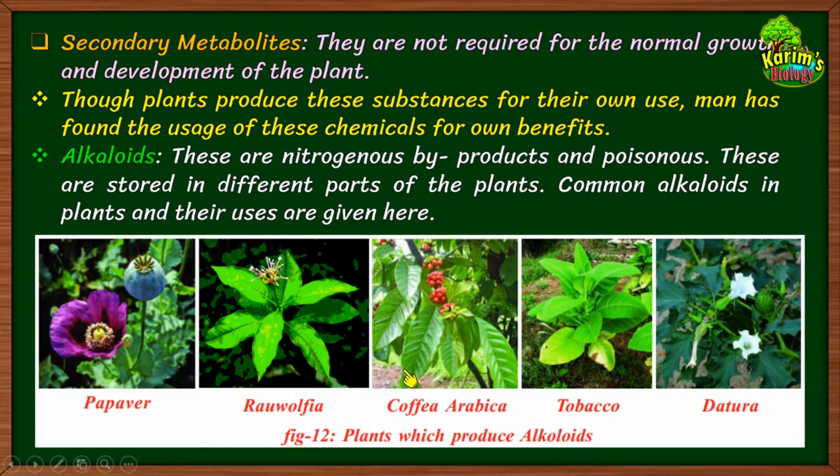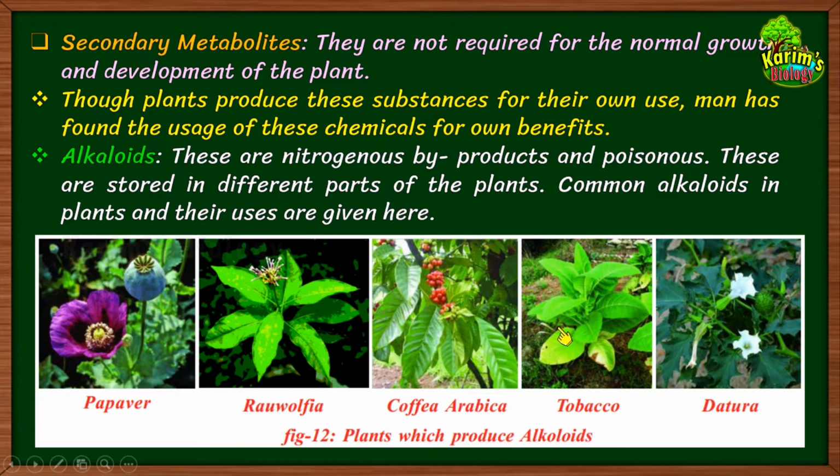So we will be learning about the alkaloids produced by the plants which are given here. The first one is the Papaver somniferum, which is also called opium plant, and the second one is called Rauwolfia serpentina. It is also called Sarpagandha, and the third plant is Coffea arabica. You already knew about it. We are drinking coffee that is obtained from the seeds of this Coffea arabica.